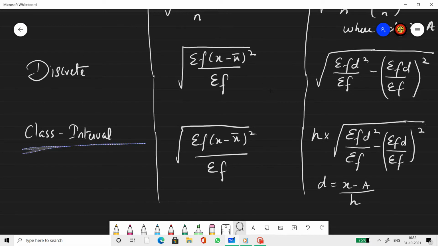Class interval type: root over sigma f times x minus x bar the whole square by sigma f, in case we are using the direct method of finding mean and using actual mean to find the standard deviation. Here, if we are using assumed mean to find the mean, and we are using the assumed mean method, it's h into root over sigma fd square by sigma f minus sigma fd by sigma f the whole square, where d is equal to x minus a by h.